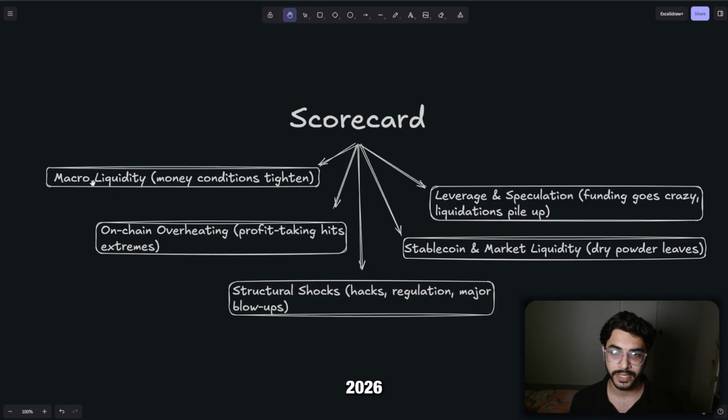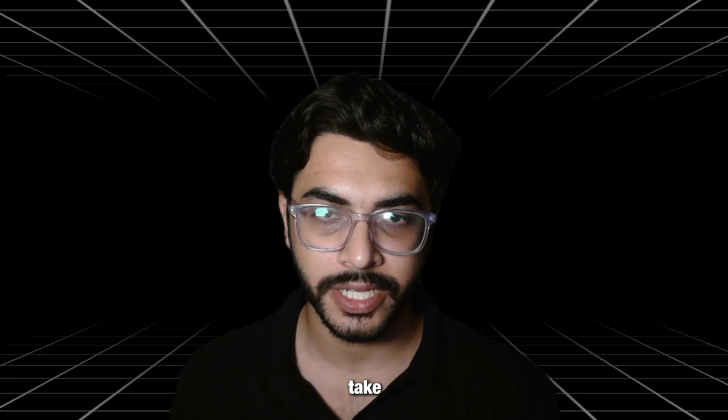If 2026 is going to see a crash, it usually comes from one or more of these buckets right here. I will explain each one of these in detail. If you want, feel free to take a screenshot of this image right here. Let's go one by one and I will show you exactly what to take a look at.